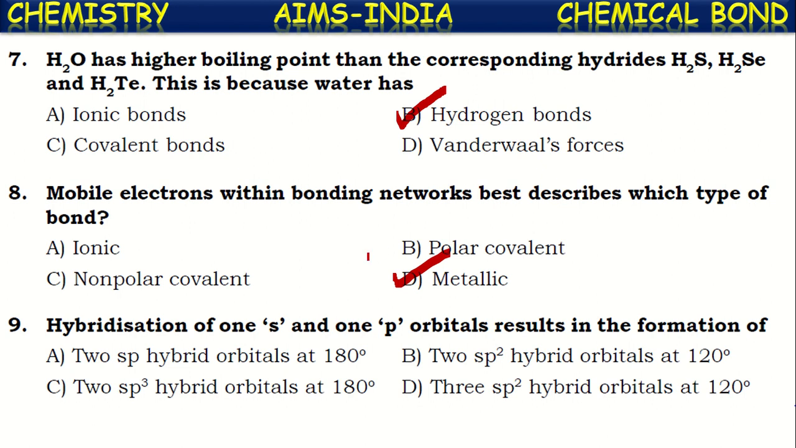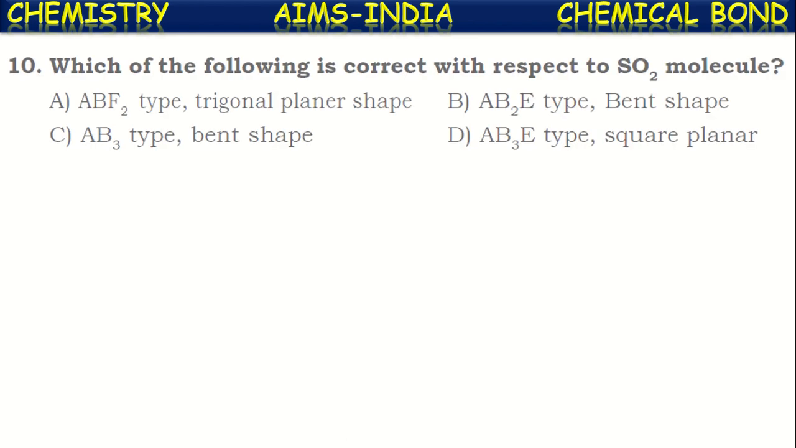Now we can say that by the combination of one s and one p orbital, they result in the formation of two sp hybridized orbitals with an angle of 180 degrees. That means we say linear shape. Okay, linear shape they form, sp hybridized orbitals. Okay, next.